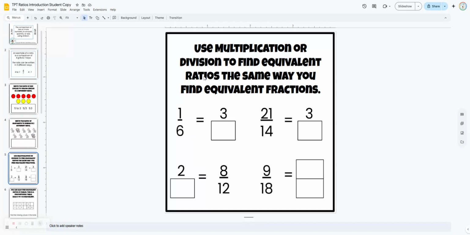Then they're going to use multiplication or division to find equivalent ratios, the same way they find equivalent fractions. So here we know we have to multiply the numerator by 3 and we get 18. They're just going to type in 18. Here we're going to divide numerator and denominator by 7. We get 3 to 2, and they're just going to go ahead and finish that.